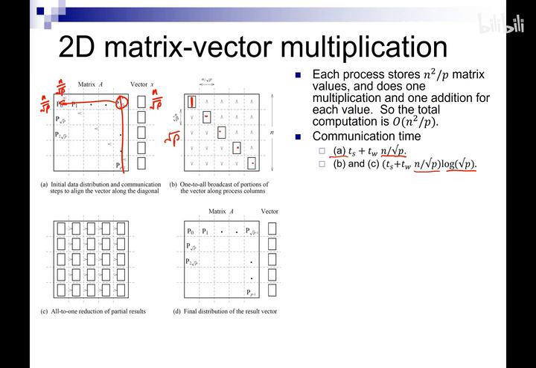And then part C, you need to do a reduction. When you do the reduction, each process has n divided by root P values of these partial values that it's reducing. So the reduction part is also going to take this much time. Parts B and C both take that much time. Then the total time per process is just the sum of all of this stuff, and the sum is going to come out to be this.